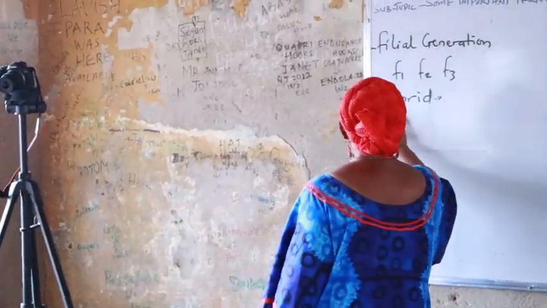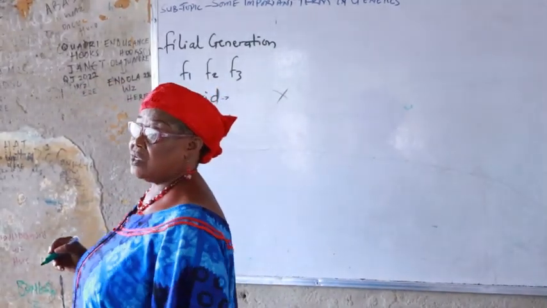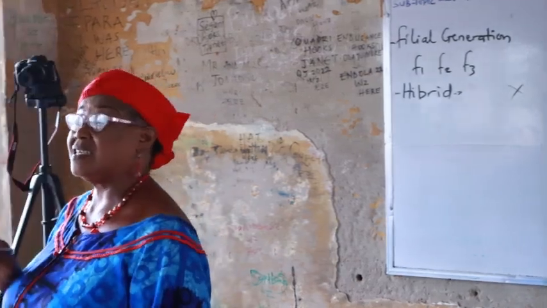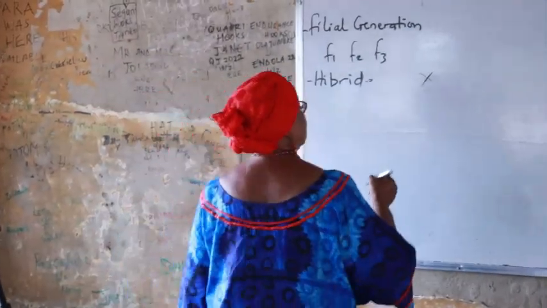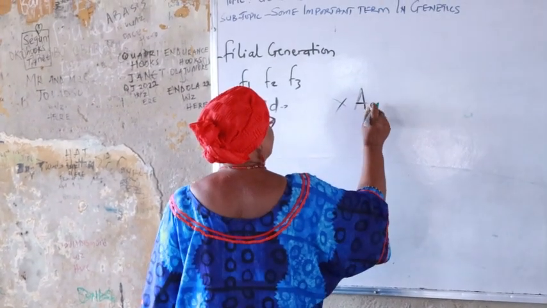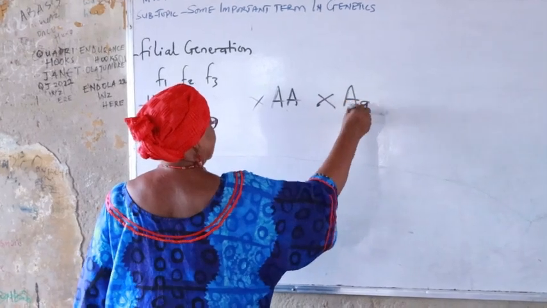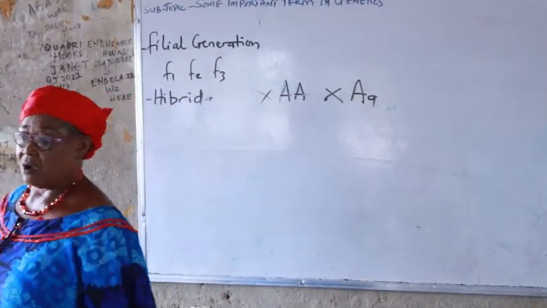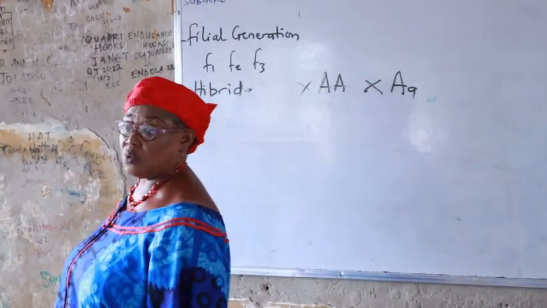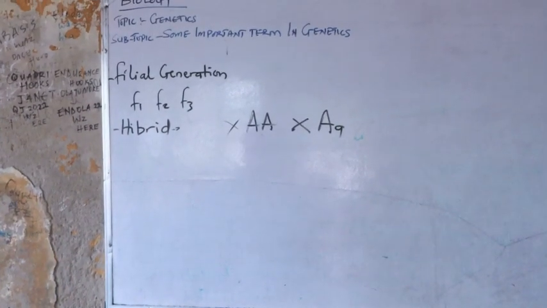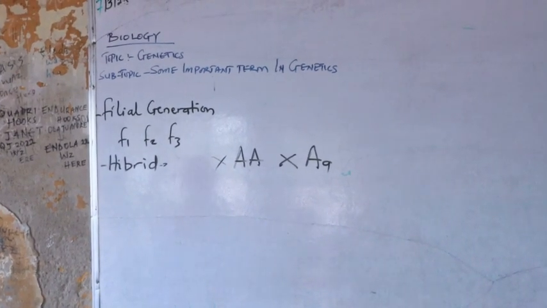So we said that they come as a crossing between two parents that are genetically different but of the same species. For instance, if we should use AA crossing with another, the offspring of these ones is what we call hybrid, of the same species, but they are genetically different. Is that clear?